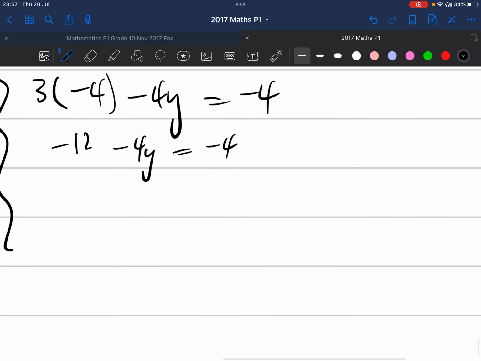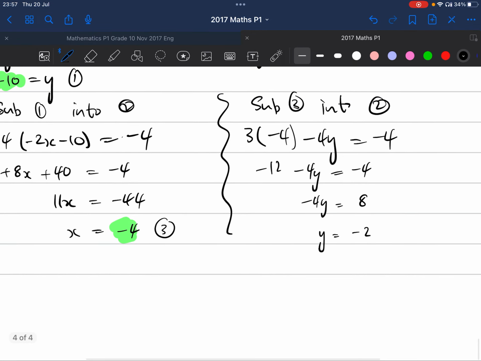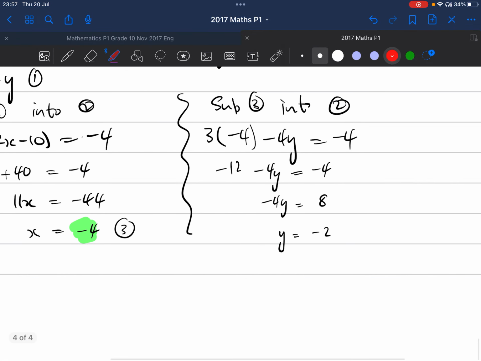Again we'll group like terms, so I'll bring this minus 12 to that side, so I'll have minus 4y equals minus 4 plus 12, which is 8, and then I'll divide both sides by minus 4, so I'll get y is equal to minus 2. So there's your final answers: x is equal to minus 4, and y is equal to minus 2.